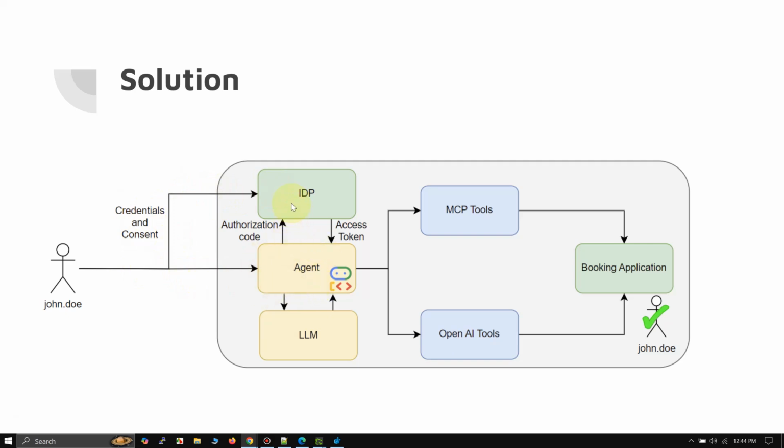Agent then gets this authorization code and then exchanges that for an access token, which is this user's access token. And now using that access token, then the agent actually interacts through these tools with the backend application. So now the backend, let's say in this case a hotel booking application, understands this user to be not a system user but the actual end user, right? And that's how we solve it. Let's quickly look at a demo.